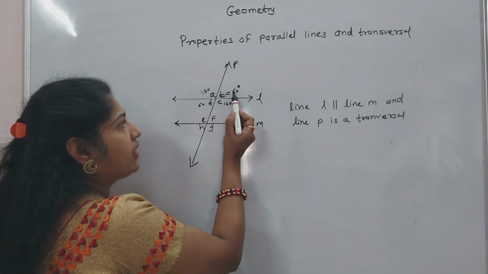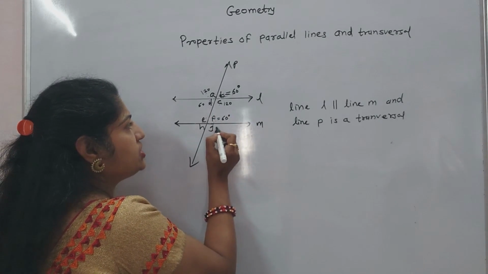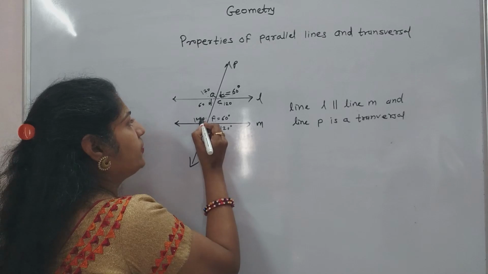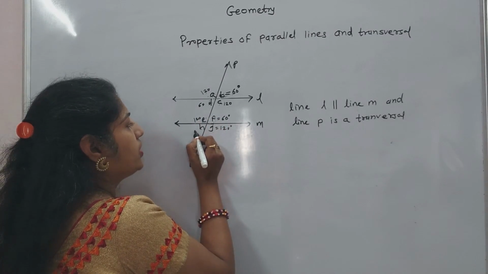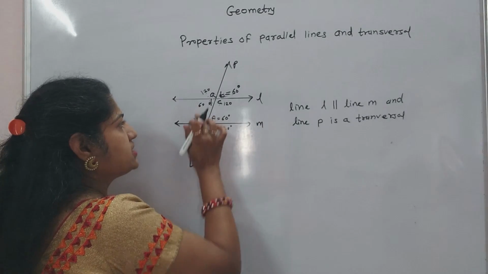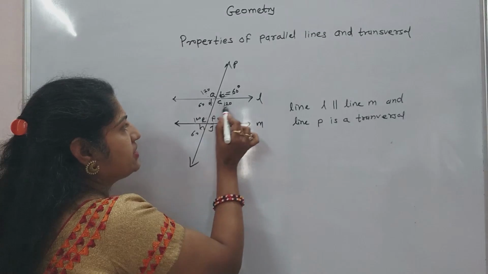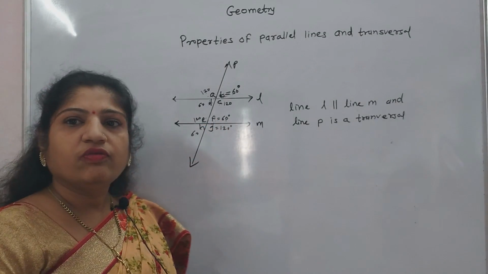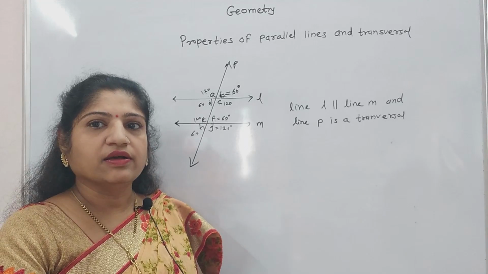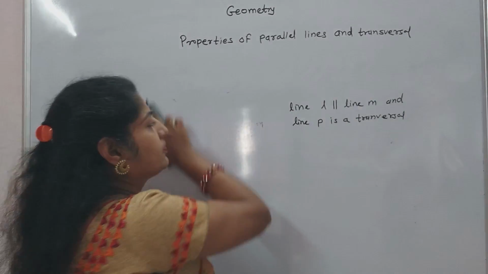Now corresponding angles, B and F are congruent, so 60. C and G congruent, 120. A and E congruent, 120. D and H are congruent, 60, 60. Alternate angles 60, 60, 120, 120. If one of the angles is given, then we can find out all the angles of the parallel lines and the transversal.